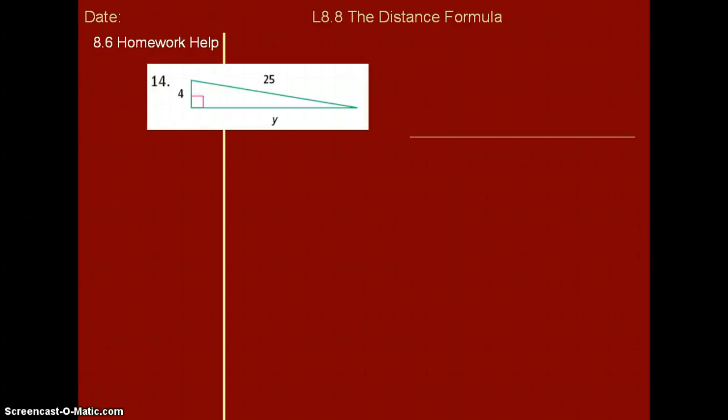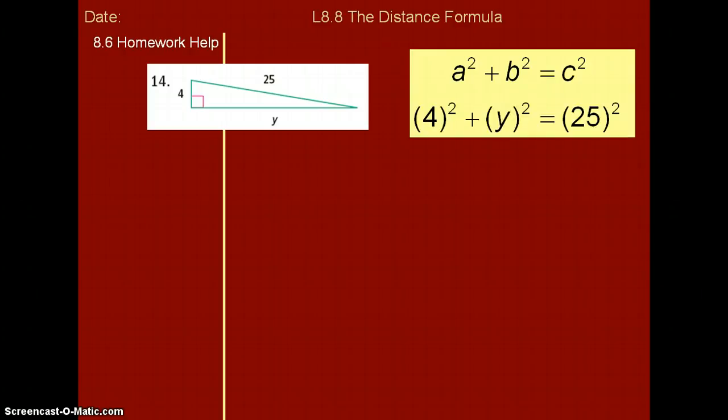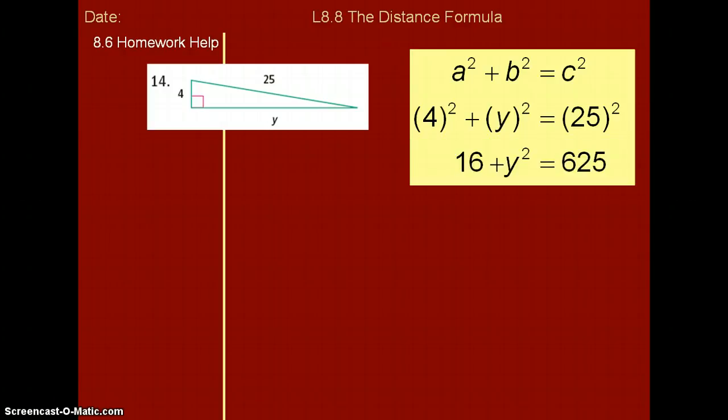Similarly, I believe then on day 6 of your homework, you were asked to find the missing value in this right triangle. Again, using the Pythagorean theorem, we'd substitute in the values that we know, a, b, and c. The only one that really matters that much is you have to get c in the right place, and in this case, c is 25. So simplifying what we can, calculate those two exponents. 16 plus y squared equals 625.